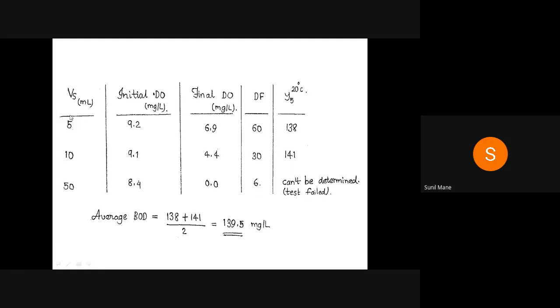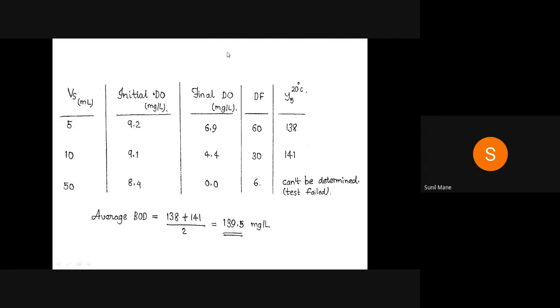As per the volume added, the dilution factor has been calculated: 5 ml in 300, 10 ml in 300, and 50 ml in 300. Based on those various dilution factors we are getting the results. The result is calculated as the initial DO minus the final DO multiplied by the dilution factor. Whatever the dilution factor we may vary, the results would always be the same.